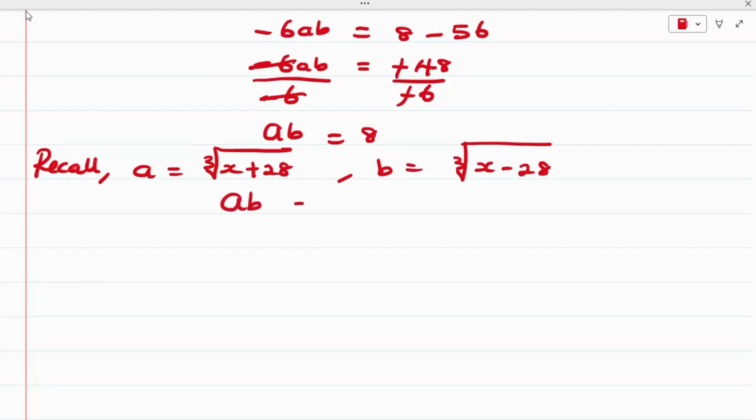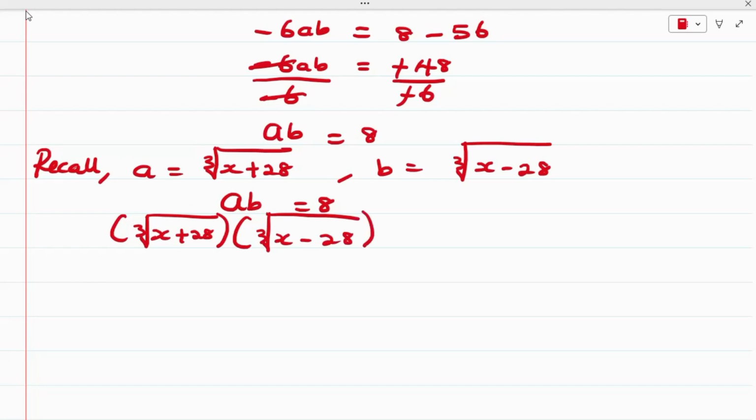So we have ab is equal to 8. So this implies that the cube root of x plus 28 multiplied by the cube root of x minus 28 is equal to 8. Alright, but we know that if we have the root of a multiplied by the root of b, this is equal to the root of a multiplied by b.